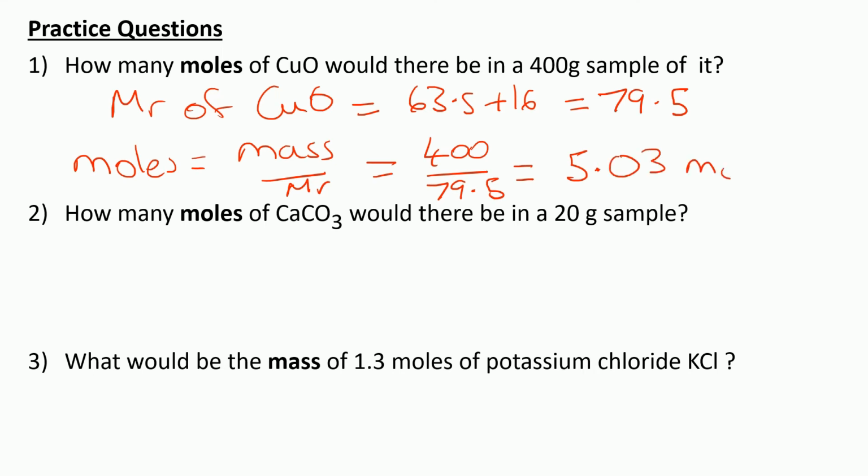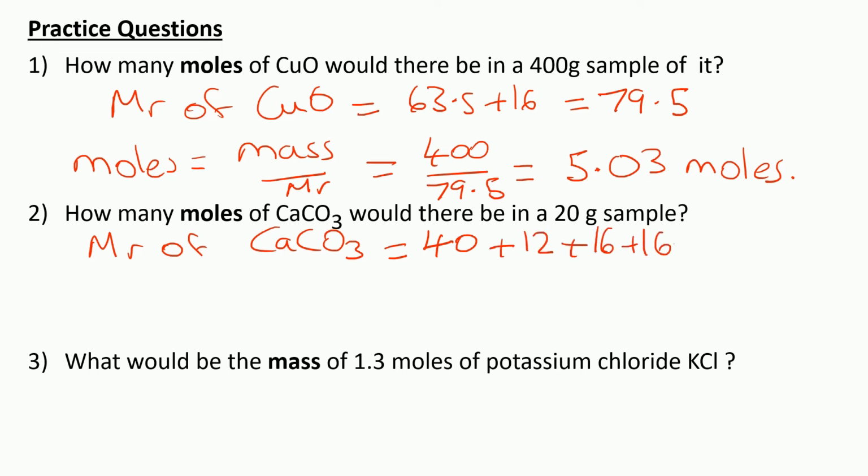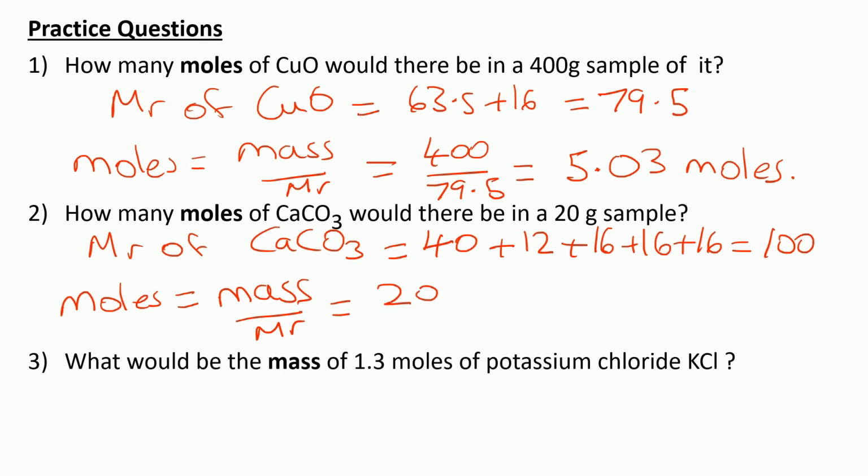Question 2. Once again, we first of all need to work out the MR of CaCO3, which is 40 for the calcium, plus 12 for the carbon, 16 for each oxygen, and there's 3 of them. That works out at 100. Then we can feed that into the equation. Moles equals mass over MR. The mass is 20 grams divided by the MR, which is 100, and the answer we get is 0.2 moles.